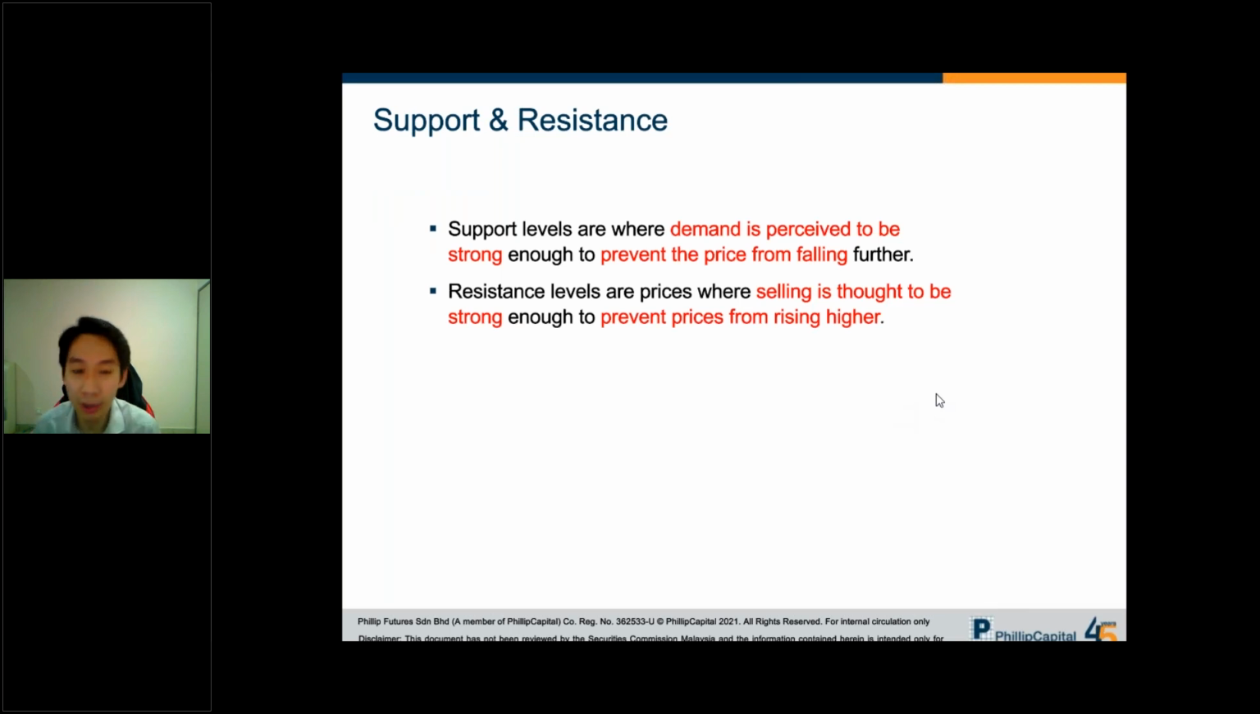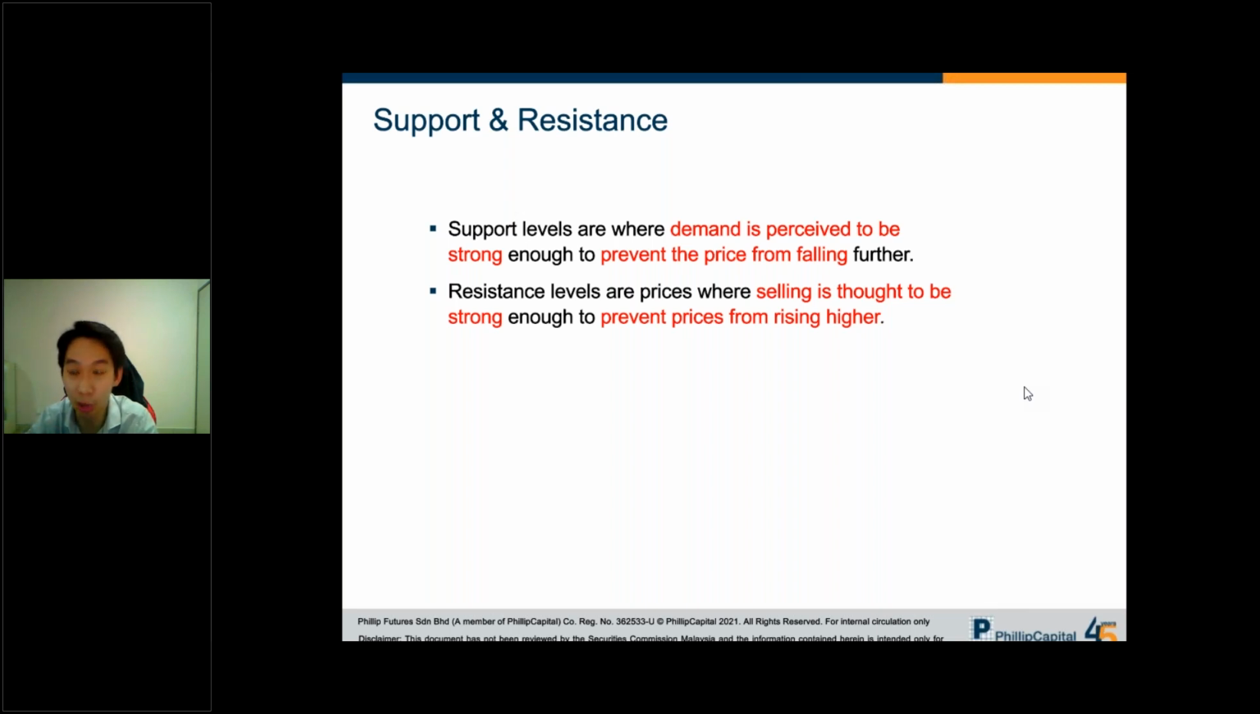So what are support and resistance? Support levels are where demand is perceived to be strong enough to prevent the price from falling further. Meaning to say, whenever price comes down to the support level, there are a lot of orders there that prevent the price from going further. When price goes down to a certain level, everyone still feels that level is already cheap. So everyone will be queuing their buy orders, all the buy limit orders will be queuing there. So price comes down, everyone will just want to look to buy. So that is your support level.